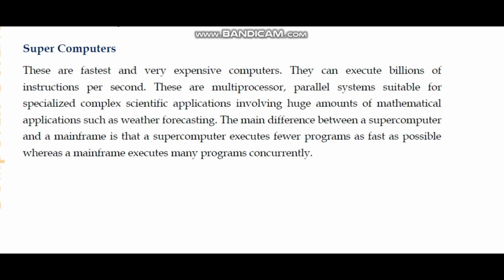Next, supercomputers. These are the fastest and very expensive computers. They can execute billions of instructions per second. The term is commonly applied to the fastest high performance systems available at any given time. Such computers have been used primarily for scientific and engineering work requiring exceedingly high speed computations.